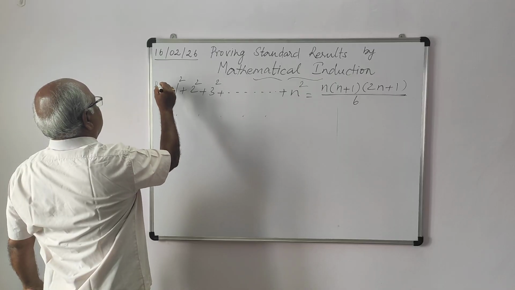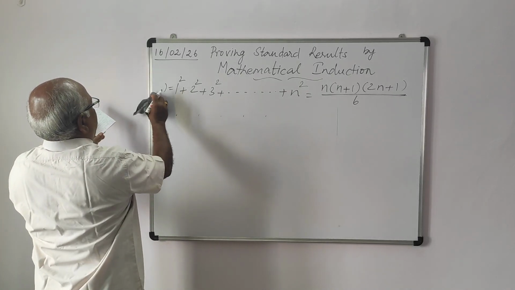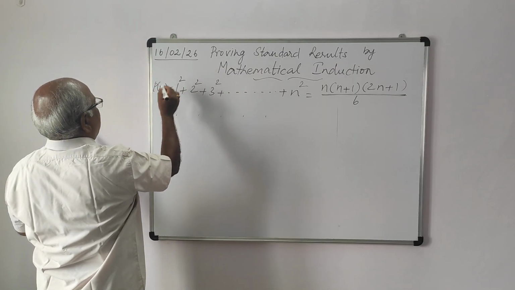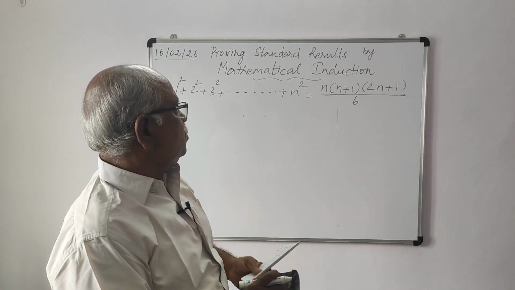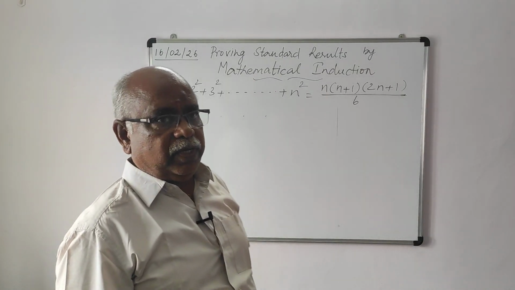The given result is considered as P of n. P of n equal to 1 square plus 2 square plus 3 square etc. plus n square on the left hand side, and the right hand side is n into n plus 1 into 2n plus 1 by 6.